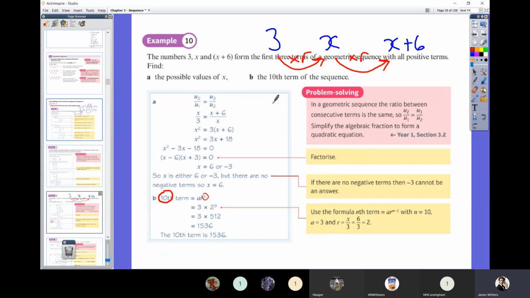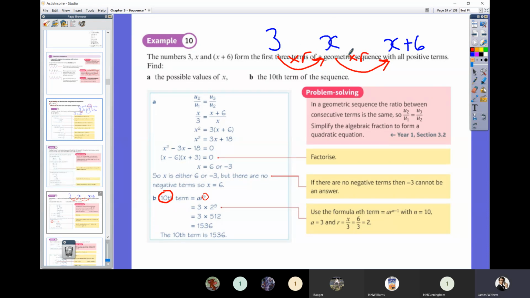Let's say we've got this sequence that they've given us here, 3, x, x plus 6. And it's a geometric sequence. Now, how do we get from 3 to x? Well, we multiply by r. How do we get from x to x plus 6? We multiply by r again. Now, working backwards, that means because 3 times r is x, then x divided by 3 must be r.